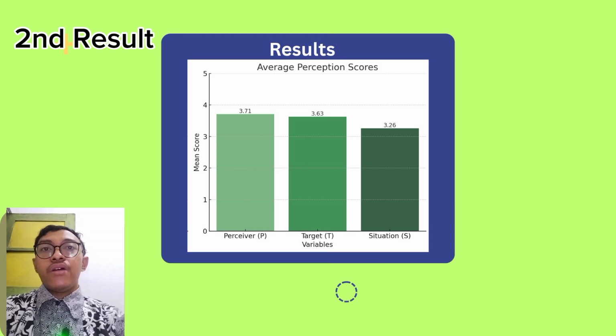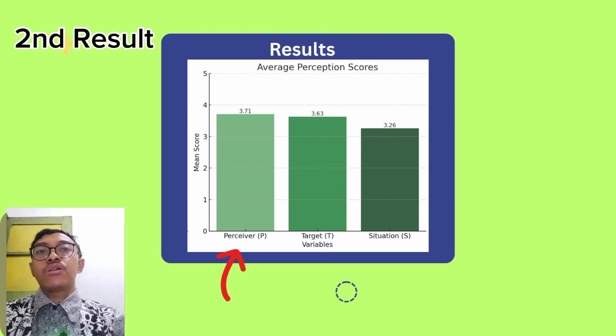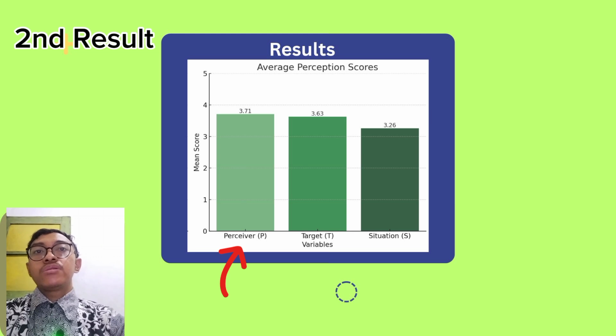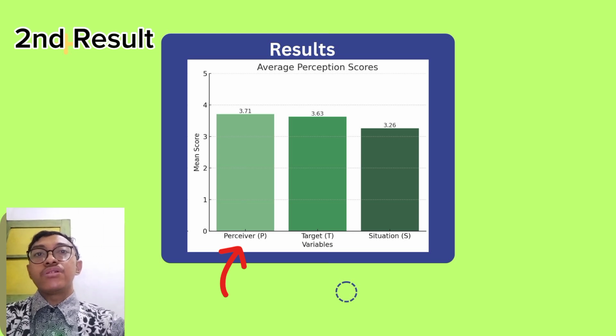The second research finding is that, beginning with the first chart from your left side, receiver with mean 3.71. This is the highest average score among the three variables. The interpretation: students exhibit strong personal interest, motivation, and positive attitudes towards using AI in English learning. They find AI helpful for improving core language skills such as reading, writing, speaking, and listening.